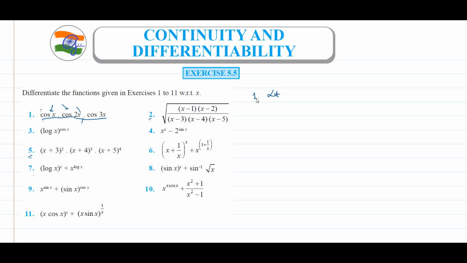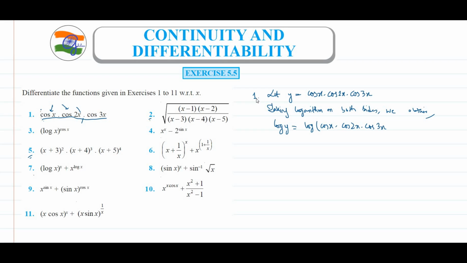So in question number 1, we assume y to be this product. Now what we'll do, we will be taking logarithm on both sides. So it will be log y is equal to log of cos x times cos 2x times cos 3x. As you know, the rule of logarithm is log of x times y times z gives you log of x plus log of y plus log of z. I'll be applying the same here, log of cos x. So this is our log of y.